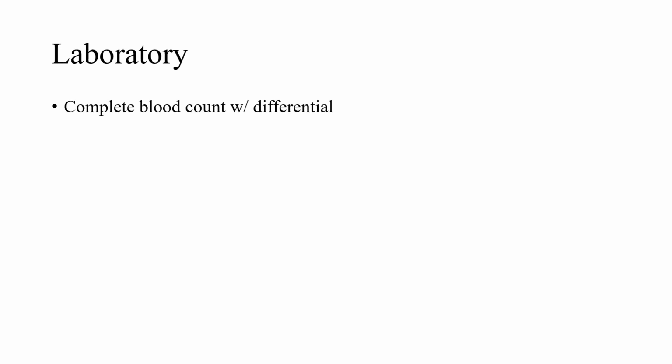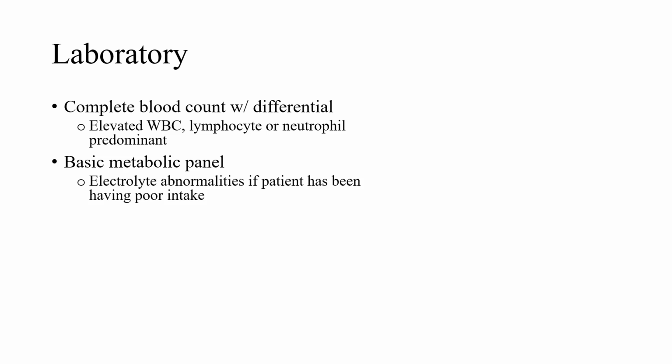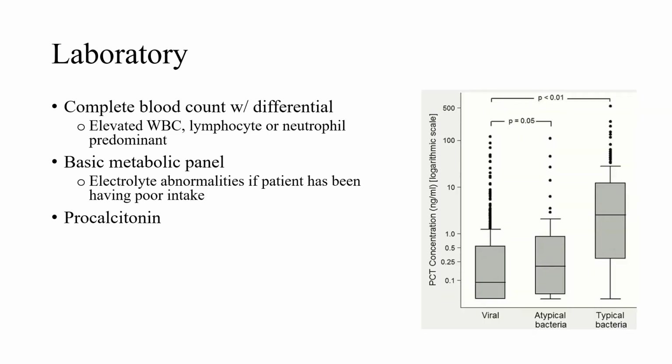Laboratory-wise, CBC with diff, including the diff here, because remember, elevated white blood cell count, but also looking at, is this lymphocytic or neutrophilic predominant on that elevated WBC? We look at a BMP to see if there's any electrolyte abnormalities, especially if the patient has been having poor intake, they've been feeling sick, they're not drinking as much, they're not eating as much. Are their electrolytes in line? And then the last one that's a bit of area of controversy is the procalcitonin, the procal.